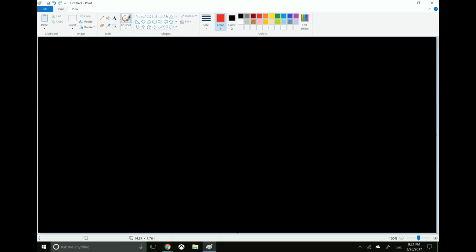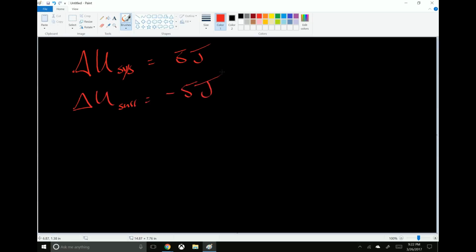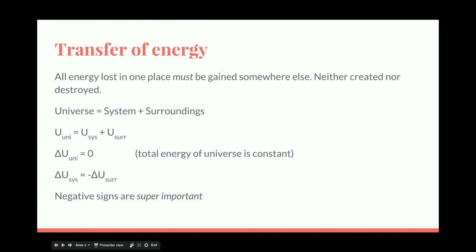So, for example, if you have a system and the change in internal energy of the system is equal to 5 joules, it has gained 5 joules of energy, so that means the surroundings must have lost 5 joules of energy, so negative 5 joules. And that sort of thing is going to come up over and over again with energy moving from one place to another. You're going to hate, well, me mostly, but you're going to hate the problems too as you try and keep track of where energy is coming from, where it's going to, and that goddamn negative sign.